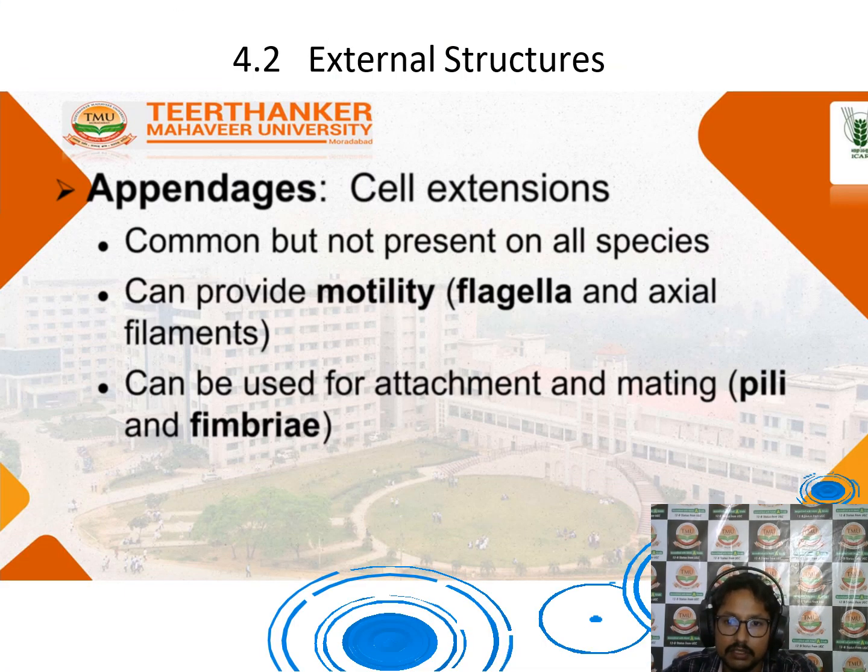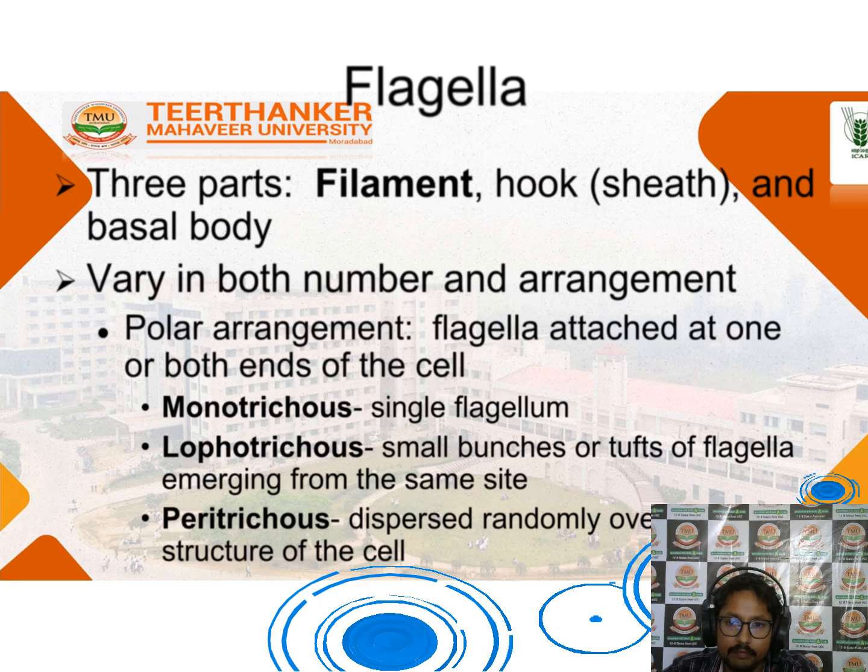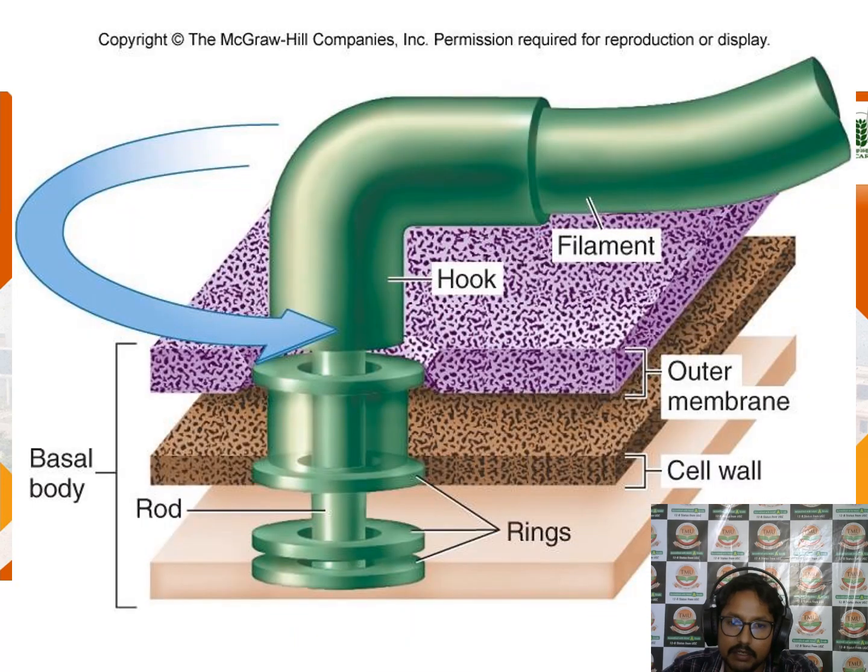So these are the external structures, the appendages. Here you can see cell extensions common but not present on all species, such as flagella or pilus. There are many types of arrangement of flagella. Here you can see monotrichous, which is a single flagellum, lophotrichous, a bunch of flagella at one end of the bacteria, and peritrichous, where you will see randomly dispersed flagella across the cell. So these are various arrangements of flagella.